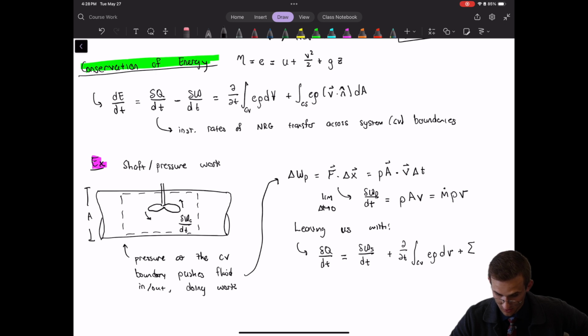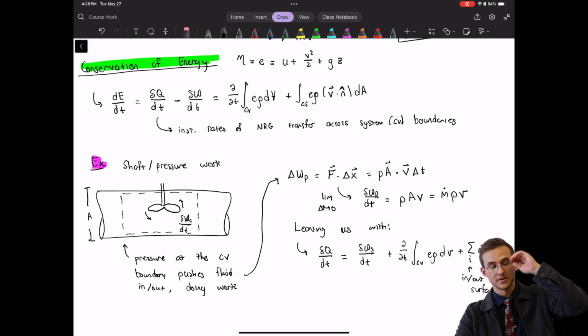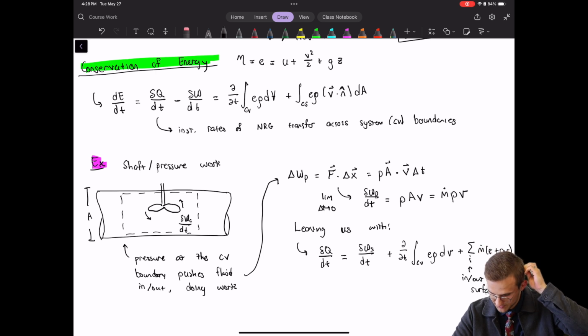And as well as the internal energy being carried in and out of the system, right? PV. Okay, and then this sum over i is like the sum over the in/out surfaces. Because this is 1D flow, I'm just breaking it down to a mass flow rate multiplied by the property at those surfaces. I should put a subscript on these too, because those change at each surface.